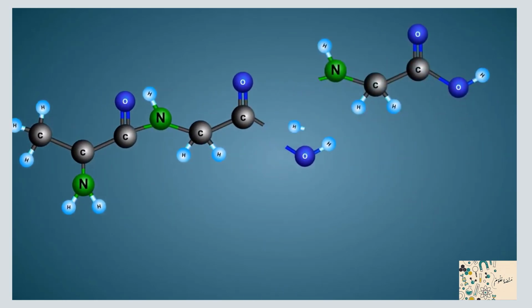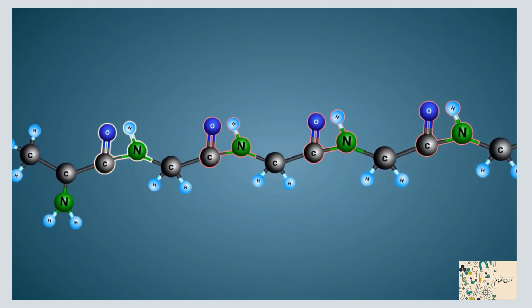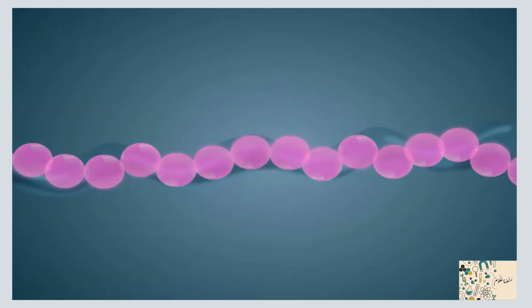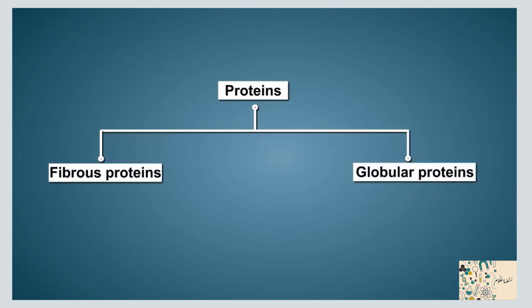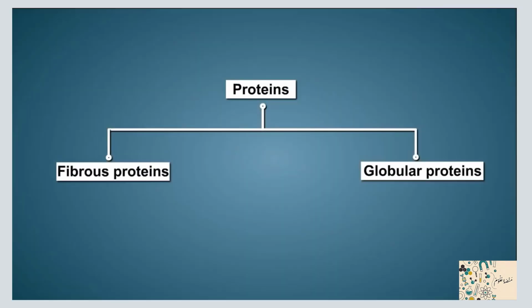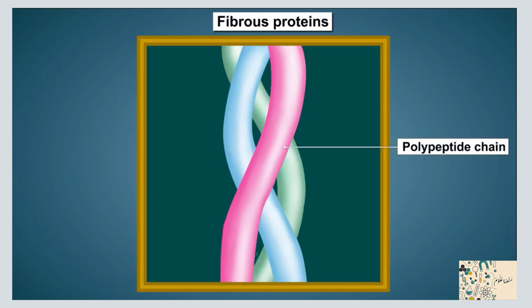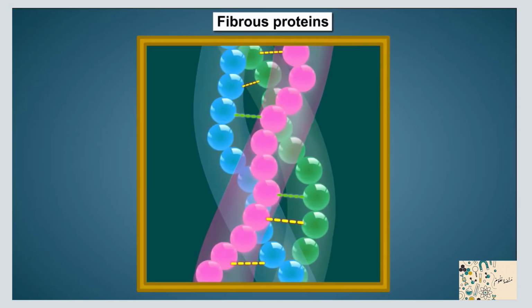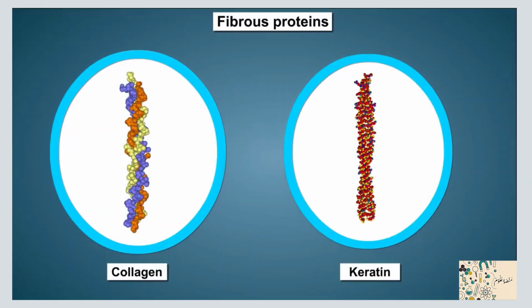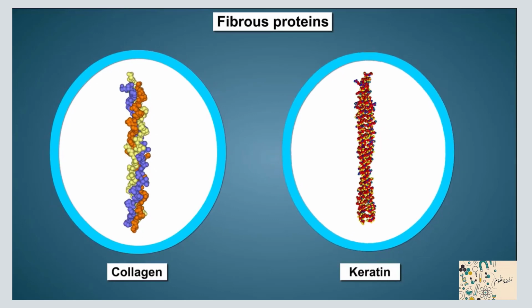Proteins are formed when a large number of amino acids bond together through peptide bonds. Depending upon the molecular shape of proteins, they can be classified as fibrous proteins and globular proteins. Let us study about them one by one. Fibrous proteins are formed when polypeptide chains run parallel to each other and are linked together to form fibers. The molecules of these chains at many points are held together by hydrogen and disulfide bonds. These proteins are insoluble in water. Some common examples of fibrous proteins are collagen and keratin.